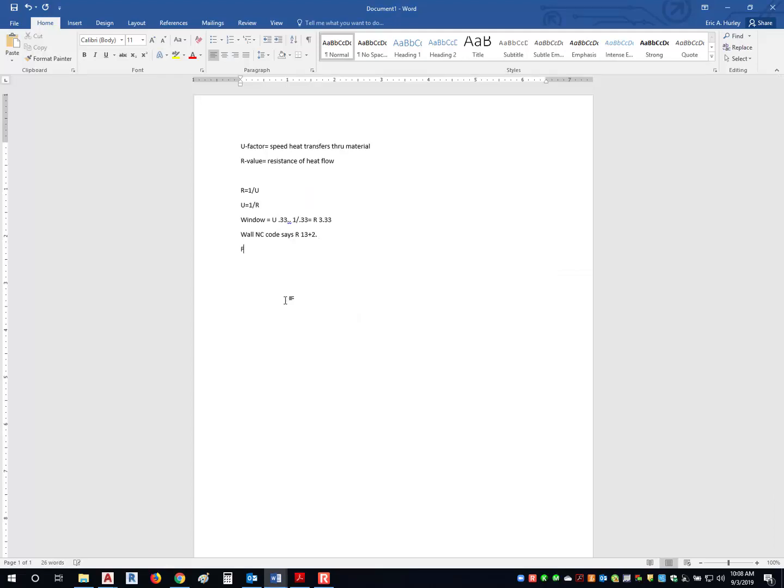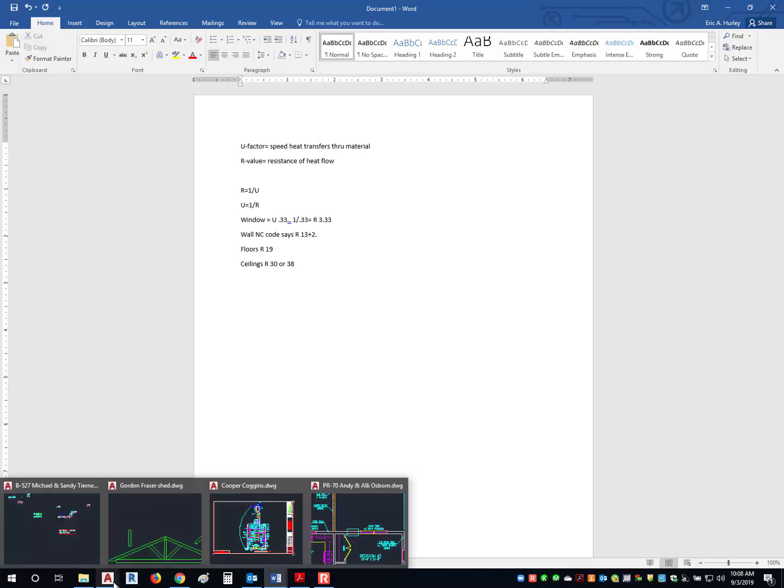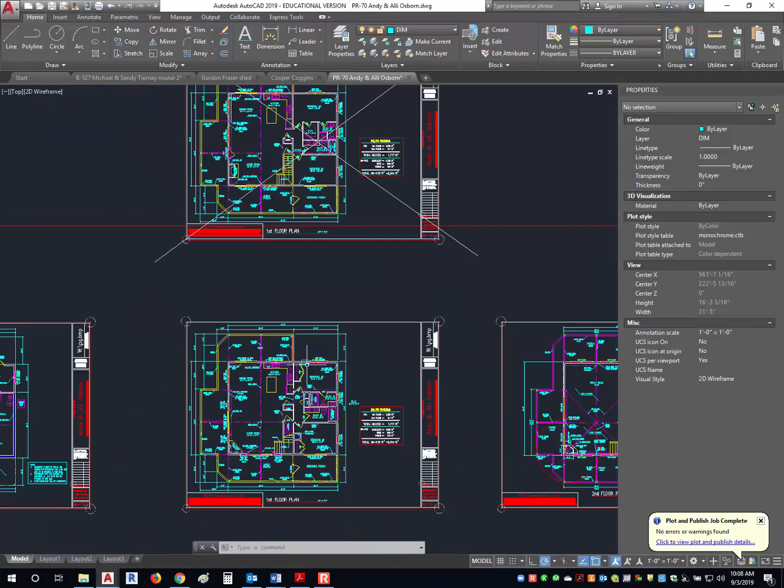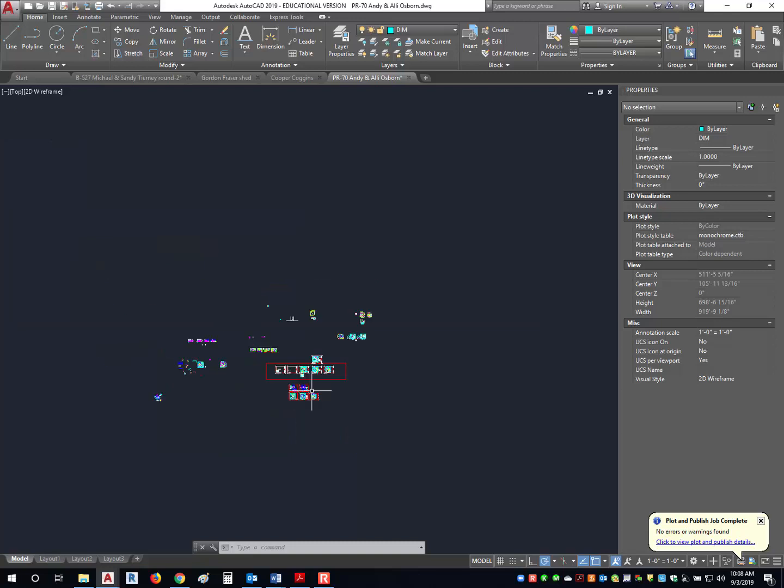Now, in floors, the R value in North Carolina is a 19, and for ceilings and roofs, it is equal to an R30 or 38, and I'll explain what that means here in just a second. So let me go back over here to this wall section here. Let's find the wall section. Do we have a wall section?